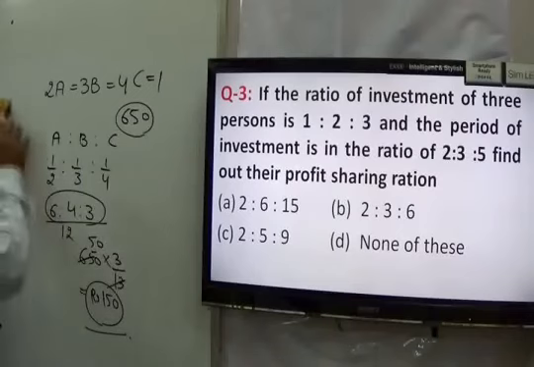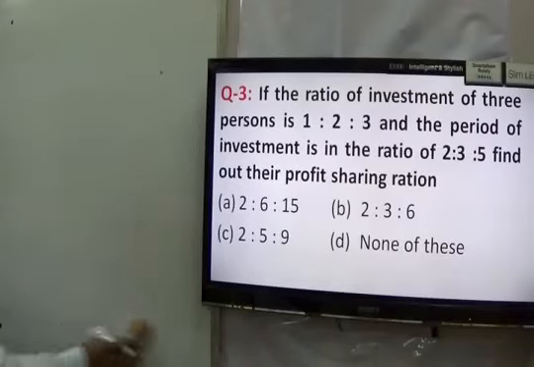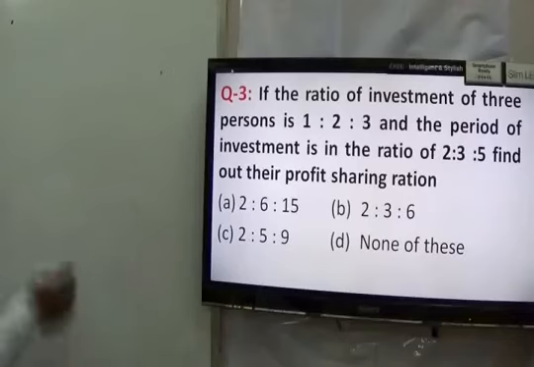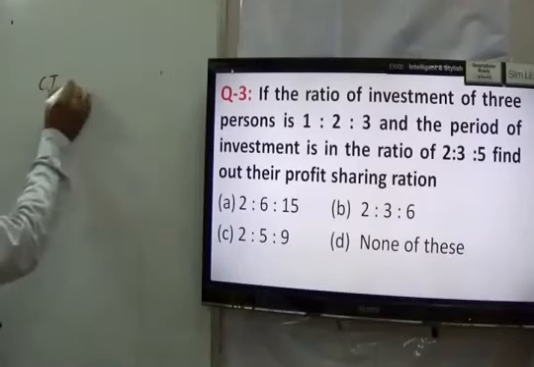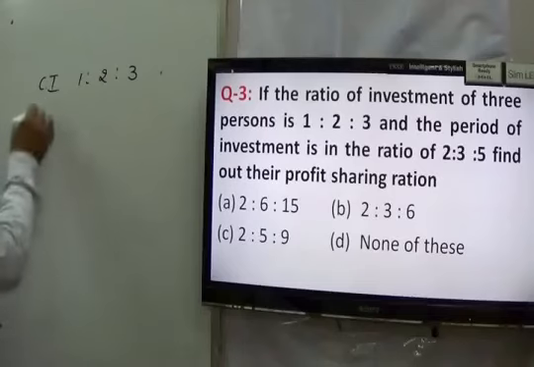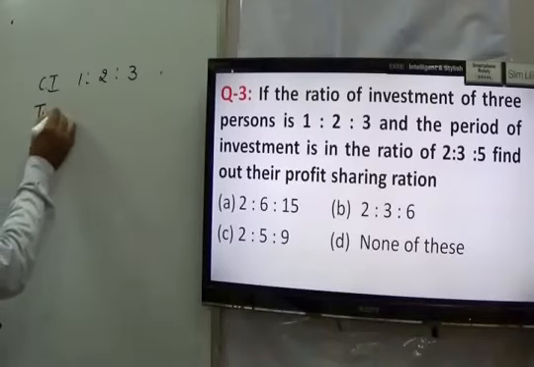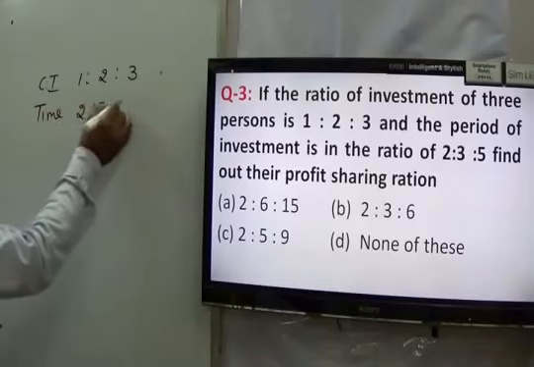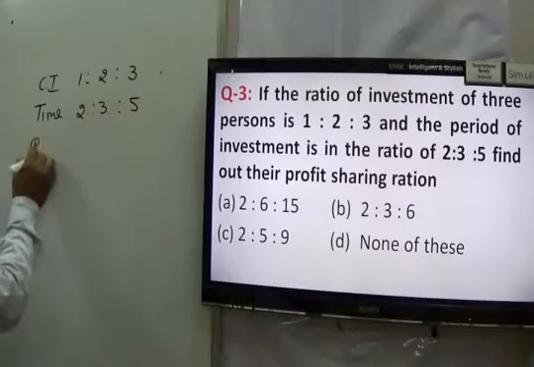Then you have statement number 3. Question number 3 talks that if the ratio of the investment of 3 persons is 1:2:3, means capital investment ratio is given 1:2:3 and time period ratio is given, that is equal to 2:3:5. We have to find the profit sharing ratio.